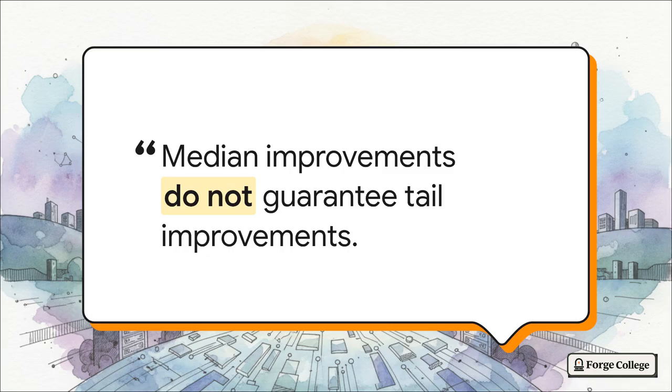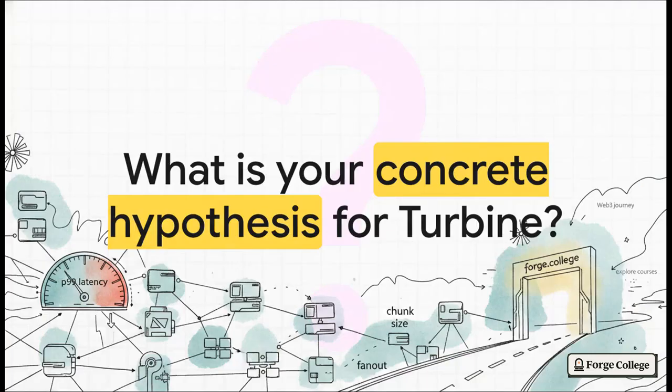You still have to go out and hunt those down, using the specific host and network level probes we set up earlier. So I'm going to leave you with this thought. What is your concrete hypothesis for the next Turbine configuration? How will tweaking the chunk size or the fan-out affect your specific metrics? If you drop that fan-out, will that stubborn P99 finally budge?